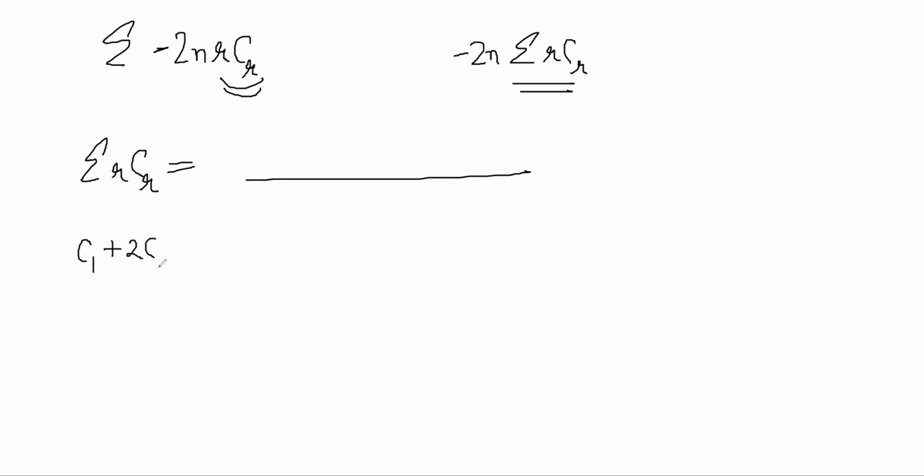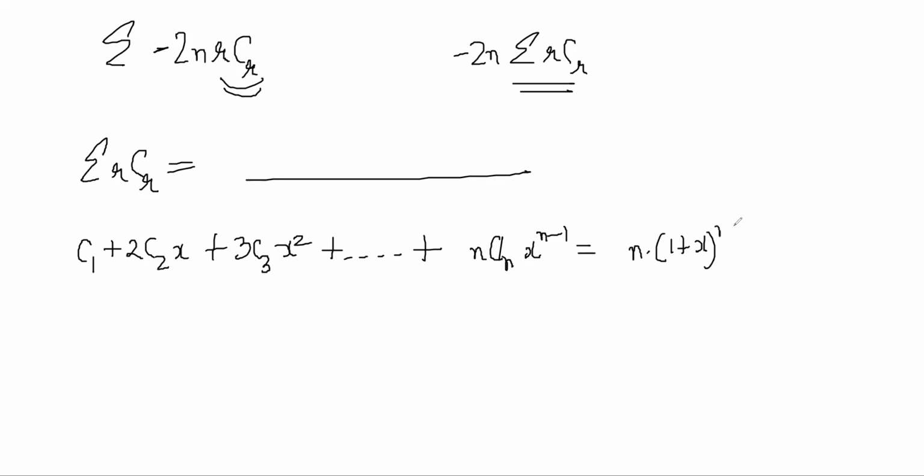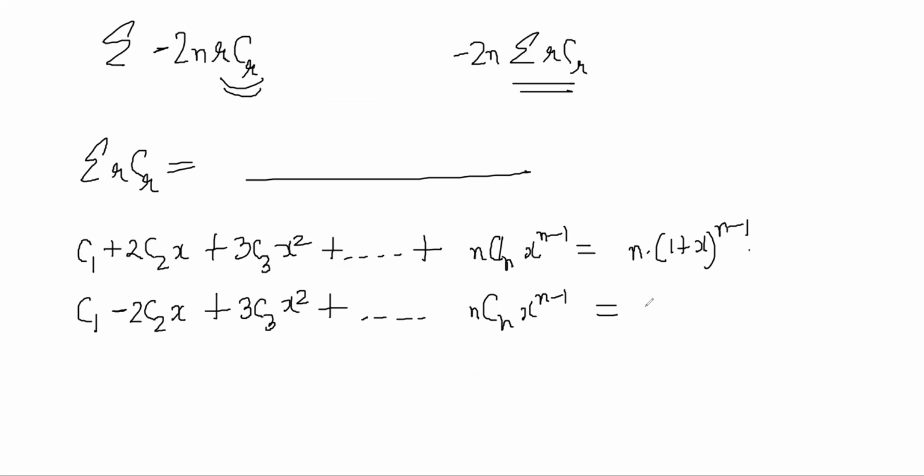Basically, it was c1 plus 2c2 x plus 3c3 x square plus ... plus ncn x power n minus 1, equal to n into (1 plus x) to the power n minus 1, after one differentiation. Put minus 1 here: c1 minus 2c2 x. Instead of x, put minus x. All the odd powers of x will vanish when you add it later.